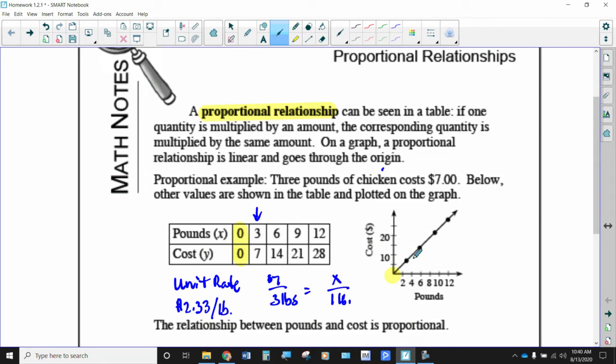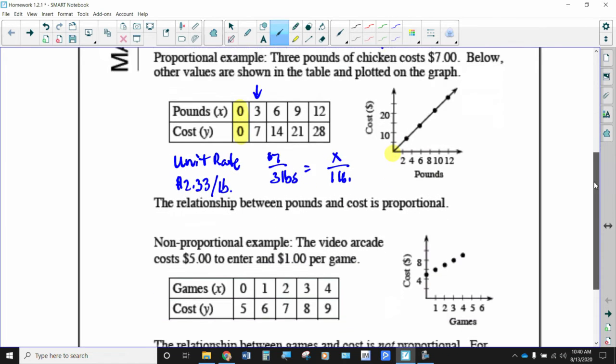That's how much it's growing by per pound. And of course, 0, 0 applies, because if you don't buy any pounds of chicken, you won't spend any money. So that's where the 0, 0 comes into play. And here, I guess your unit rate would be somewhere around there, but that's kind of hard to tell with the scaling that's going on.